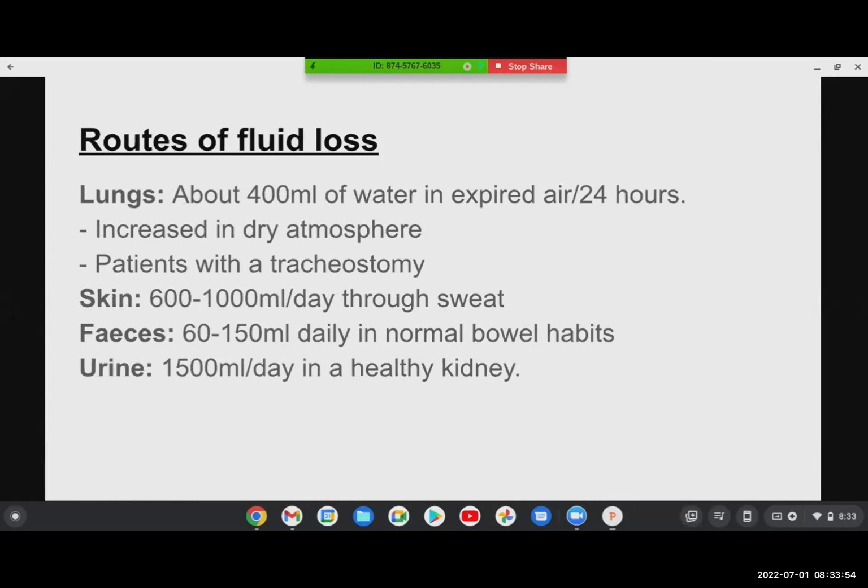We have different routes of fluid loss. Lungs excrete about 400 ml of water in expired air every day. The excretion is increased in dry atmosphere or in patients with a tracheostomy, so we should pay attention to keeping a moist air supply in patients. Through skin, we excrete about 600 ml to 1 liter of water a day through sweat. Through feces, we lose 60 to 150 ml daily in people with normal bowel habits, and through urine, we lose about 1.5 liters a day for a person with a healthy kidney.